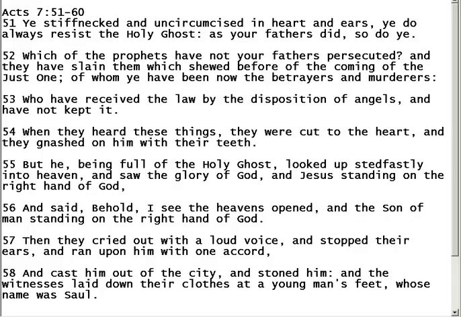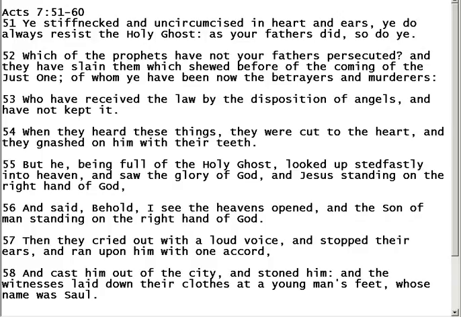Then they cried out with a loud voice, and stopped their ears, and ran upon him with one accord, and cast him out of the city, and stoned him. And the witnesses laid down their clothes at a young man's feet, whose name was Saul. And they stoned Stephen, calling upon God, and saying, Lord Jesus, receive my spirit. And he kneeled down and cried with a loud voice, Lord, lay not this sin to their charge. And when he had said this, he fell asleep.